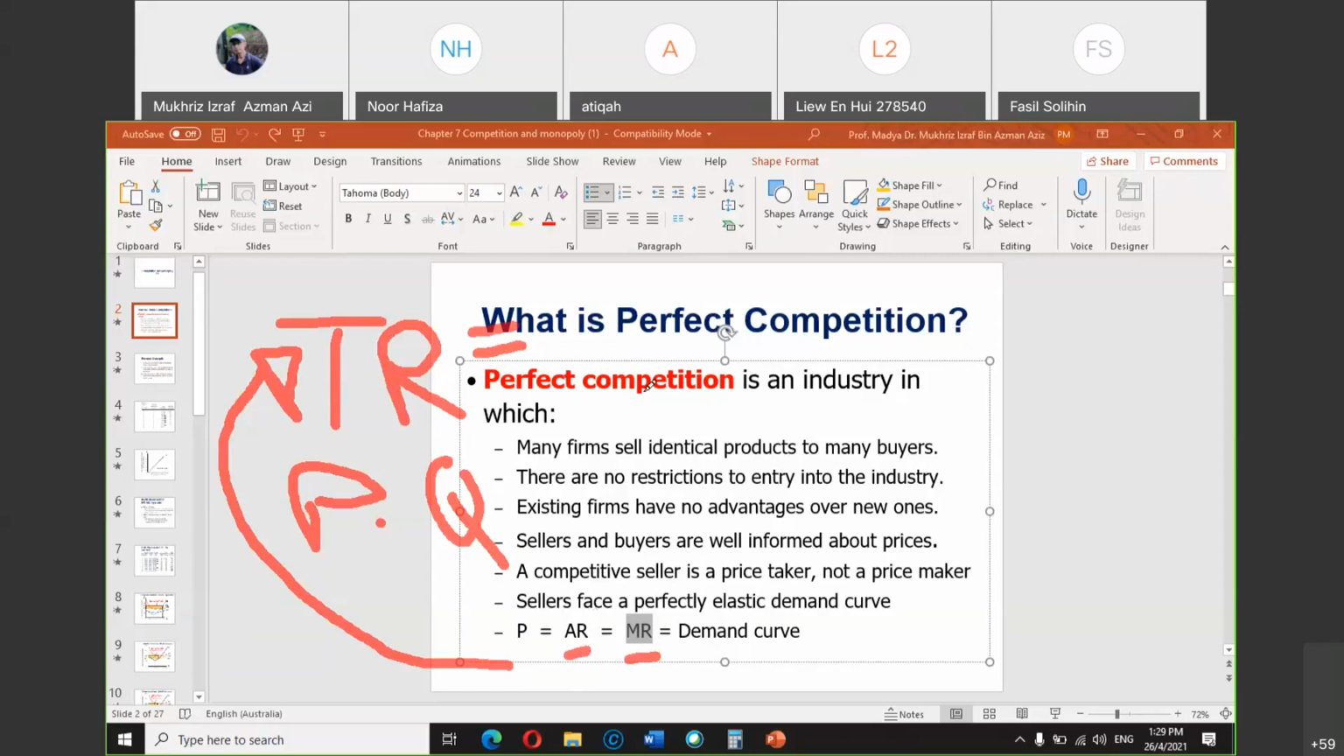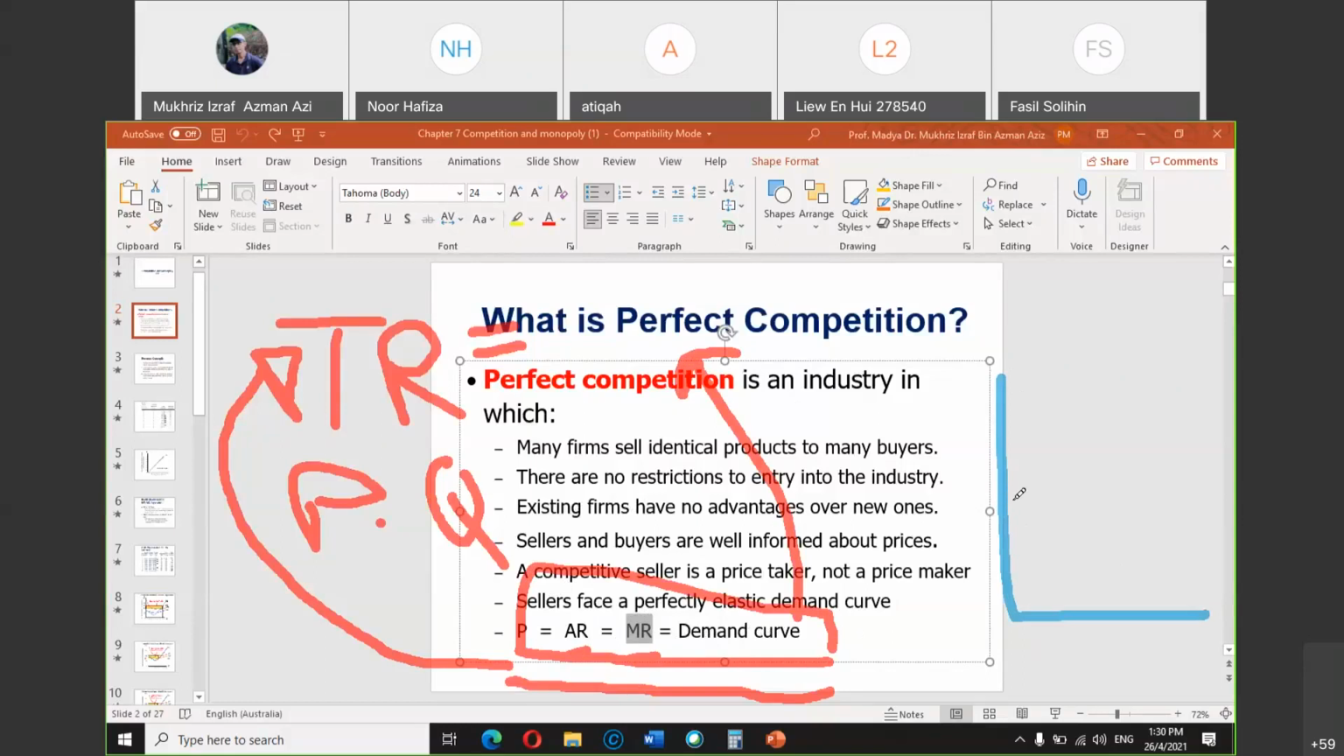So to prove that in a perfect competition market, besides P equals demand, AR also equals MR, meaning there are four equalities here: P equals AR equals MR equals demand. This condition is only true in a perfect competition market. In a monopoly market or any other type of market, this is not the same. Why? Because of the perfectly elastic demand curve. Why does the firm have a perfectly elastic demand curve? Because the firm is a price taker. They can only accept the price set by the market. They cannot set their own prices. So because of that, the firm faces a perfectly elastic demand curve.